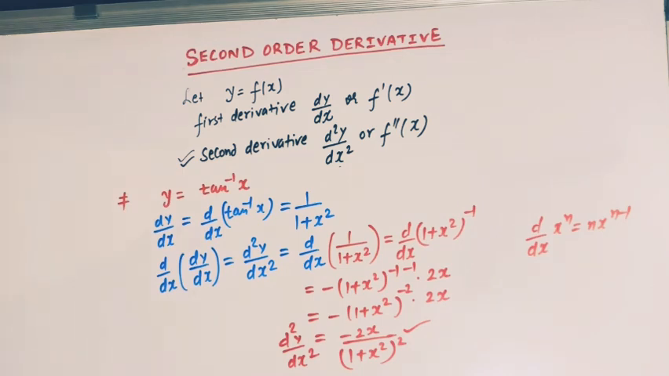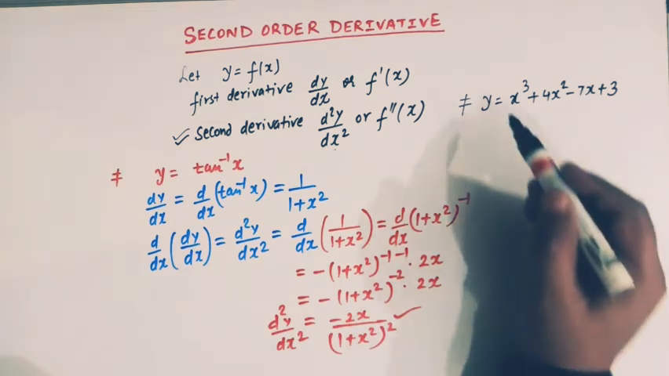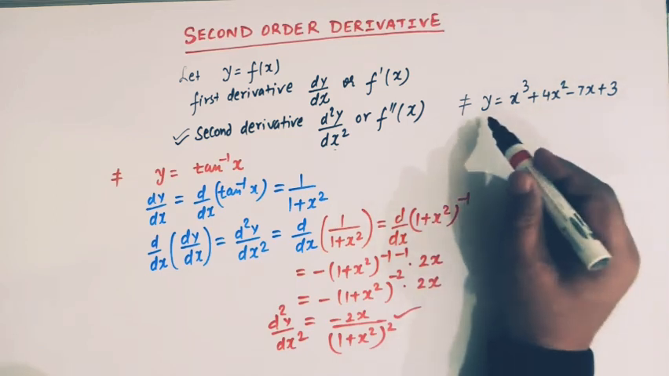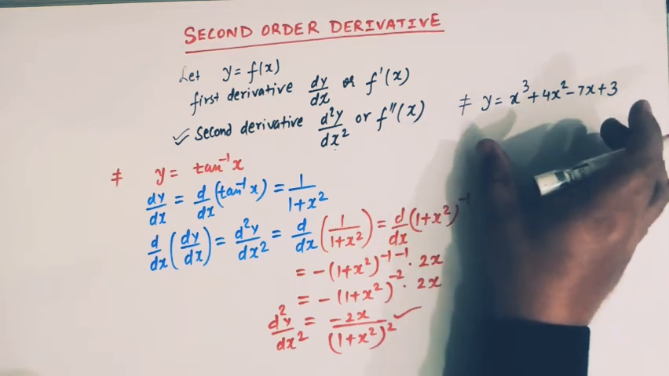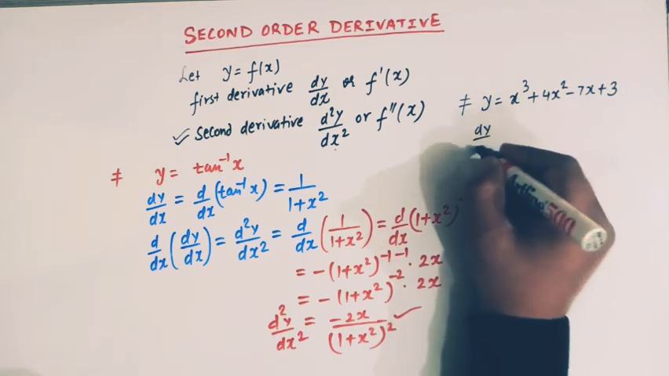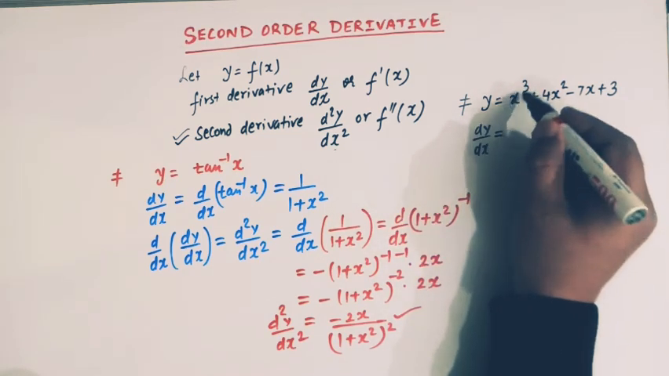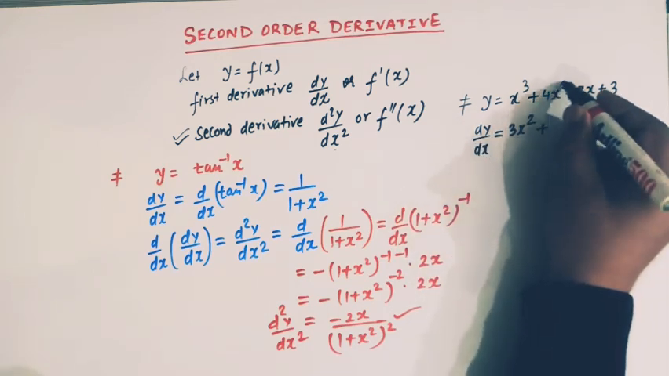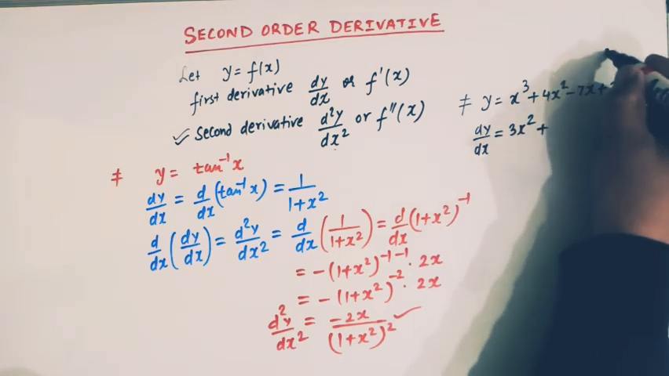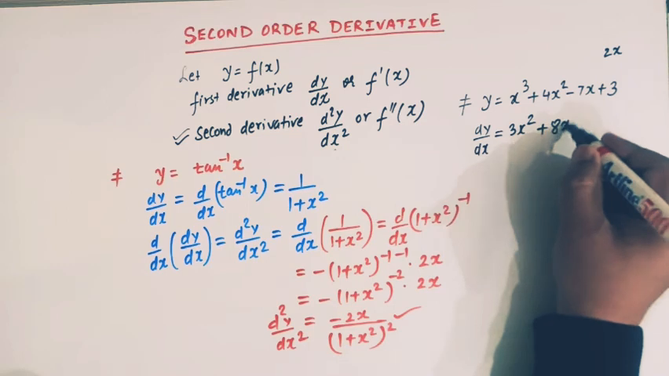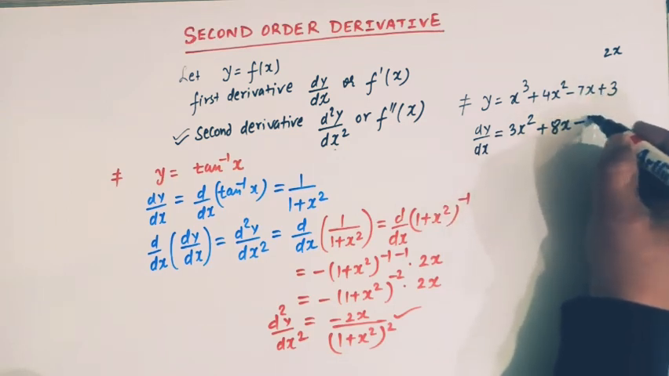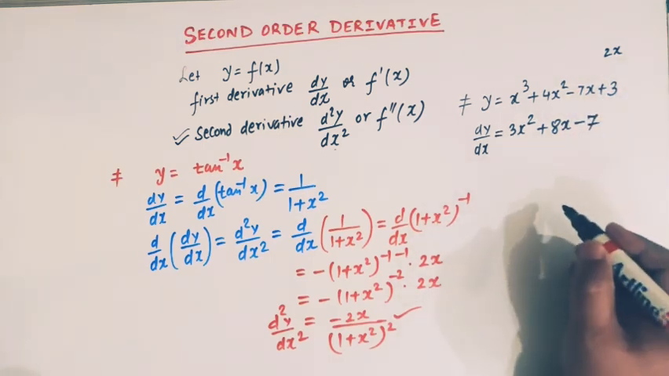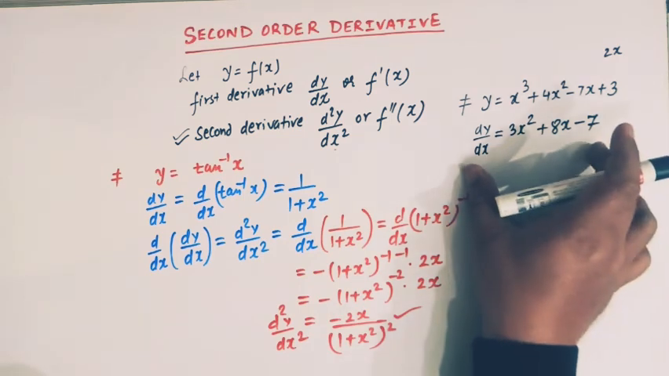Now let us take this polynomial function, and here we want to find out the second derivative. So let us first find the first derivative. So dy/dx is equal to, this is x³, so the derivative is 3x², and then we have the derivative of 4x² as 8x, and the derivative of −7x is −7, and the derivative of 3 is 0, being a constant function. So this is the first derivative.